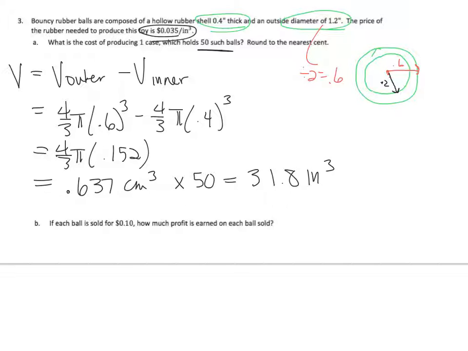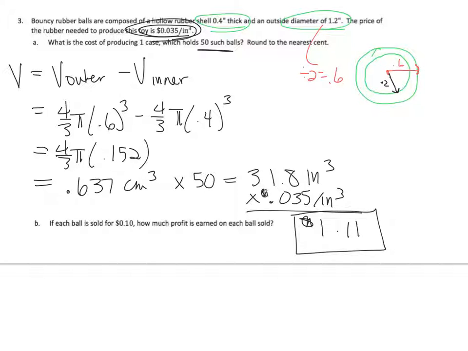The total cost is the cost per cubic inch times the total volume. So I'm going to multiply this by 0.035 dollars per inch cubed. The inches cubed cancel, and I'm left with dollars. Total cost is about $1.11. Oh my goodness, we pay too much for those bouncy balls.